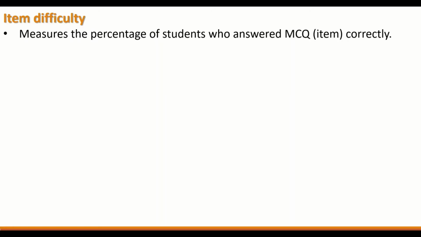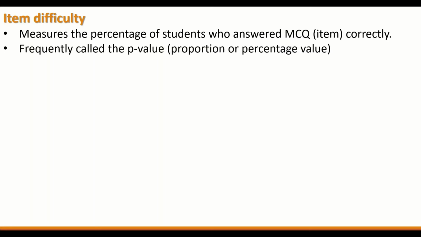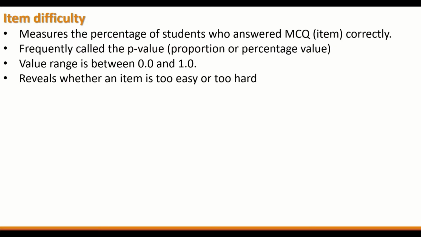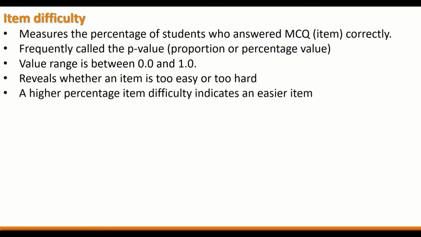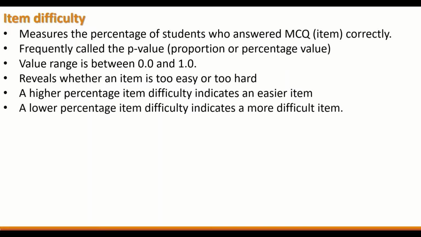Item difficulty measures the percentage of students who answered a multiple choice question item correctly. It is frequently called the p-value, proportion or percentage value. The item difficulty value ranges between 0 and 1. The item difficulty reveals whether an item is too easy or too hard. A higher item difficulty indicates an easier item, and a lower item difficulty indicates a more difficult item.